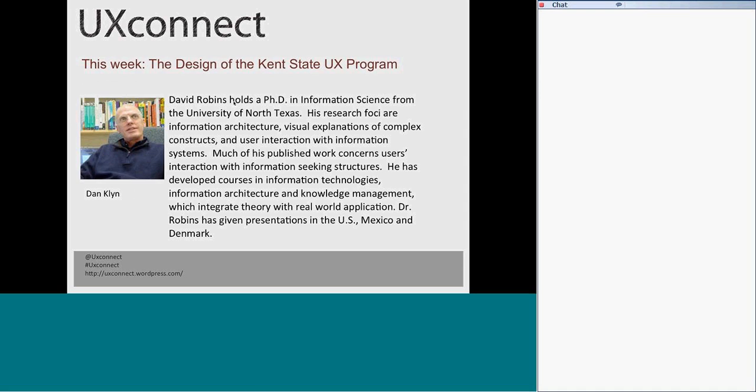I'm also the speaker today, so I'm introducing myself. I probably should have found somebody to introduce me because introducing myself is a little strange, but I'll do it anyway. I have a PhD in information science from the University of North Carolina, and my research is in information architecture, visualization, and interaction with information systems. Most of my published work is on users' interaction with information-seeking structures. I've been teaching information architecture since 2000. I was teaching at the University of Pittsburgh then. I came to Kent State in 2004, and I've done presentations in a number of places. I'm Dave Robbins, by the way.